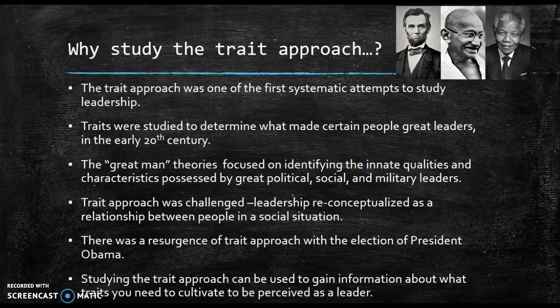The trait approach was challenged, though, later in the century, and people began to see that leadership is a relationship between people in a social situation. But later on, again in the century, there was a resurgence of the trait approach with the election of President Obama because he had such a great charismatic leadership style. So I think that studying the trait approach can be used to gain information about what traits you need to cultivate to be perceived as a leader. So there's still a lot to explore with it, and I think it'll be very good for self awareness.